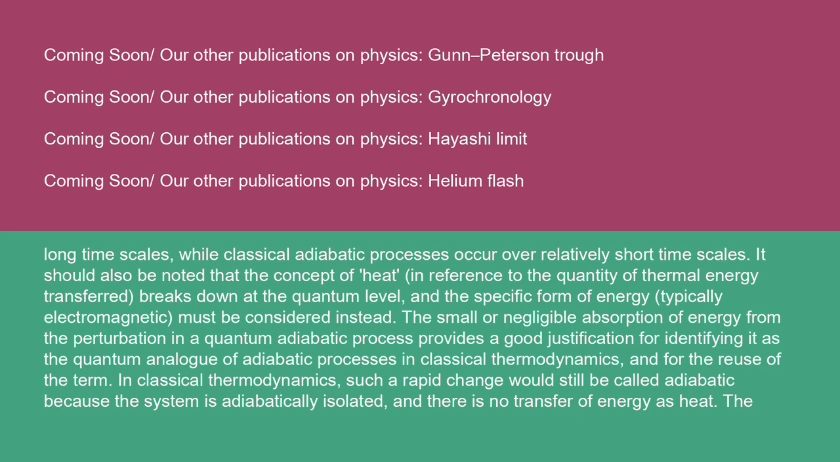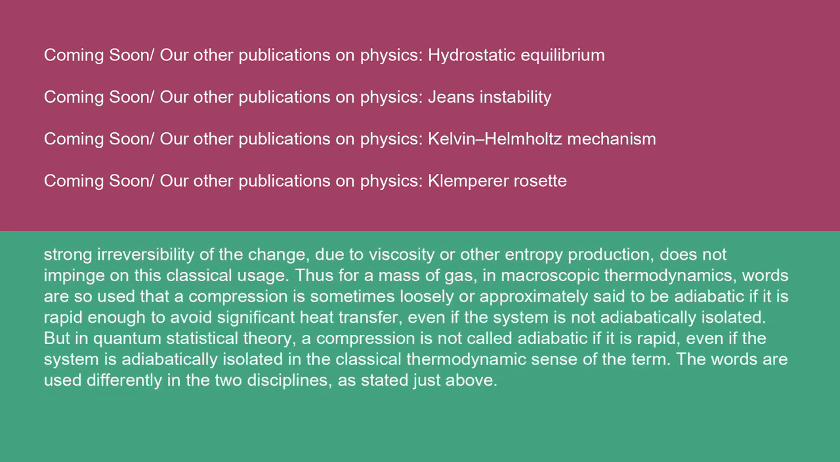The small or negligible absorption of energy from the perturbation in a quantum adiabatic process provides a good justification for identifying it as the quantum analog of adiabatic processes in classical thermodynamics, and for the reuse of the term. In classical thermodynamics, such a rapid change would still be called adiabatic because the system is adiabatically isolated and there is no transfer of energy as heat. The strong irreversibility of the change, due to viscosity or other entropy production, does not impinge on this classical usage.